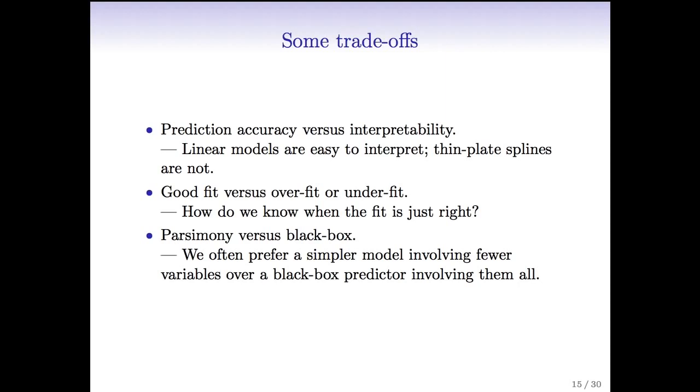Parsimony versus black box. Parsimony means having a model that's simpler and can be transmitted with a small number of parameters and explained in a simple fashion and involve maybe a subset of the predictors. And so those models, if they do as well as, say, a black box predictor, like the thin plate spline was somewhat of a black box predictor, we'd prefer the simpler model.